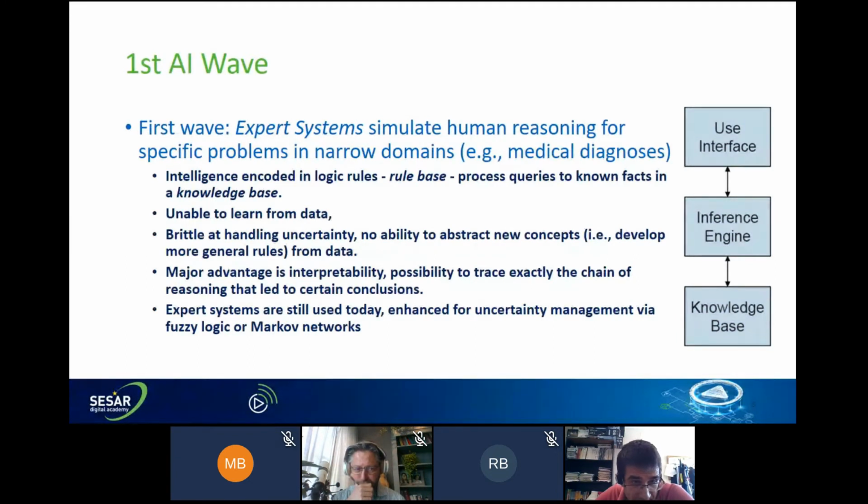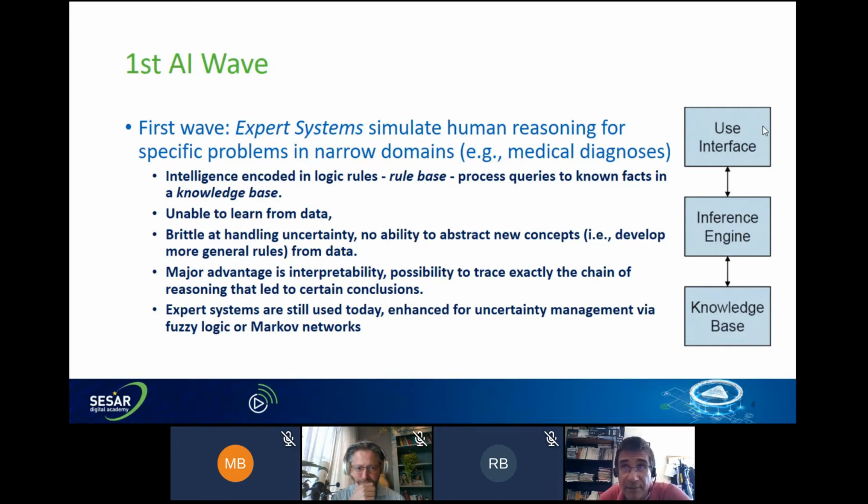The weak aspect is that they are not able to directly learn from data. So if this system commits an error, we have to manually correct and fix which is the rule that has to be replaced by a new solution considering the data. So this is the brittle aspect in handling uncertainty and self-generalization. On the other hand, the major advantage is interpretability. We can trace exactly the chain of reasoning taking a decision. So that is the good and the bad aspect of this first type of solution.